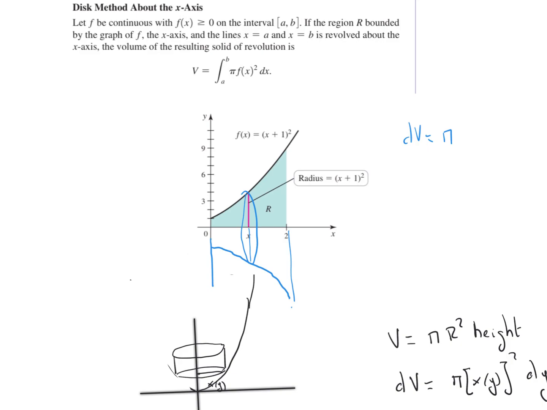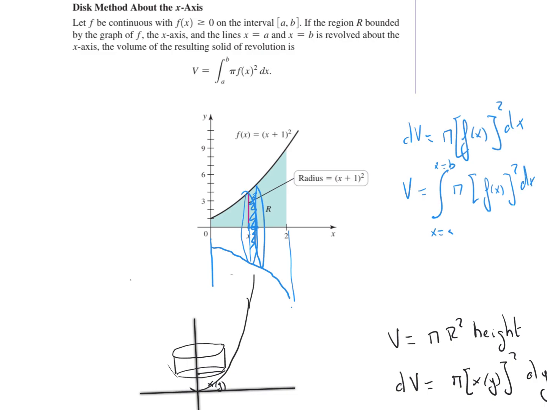So it's pi f of x squared times dx. This is the small volume that exists at the position x. So I will add it. The volume will be the sum of all the small disks. So it will be the integral from x equals a to x equals b of pi f of x squared dx. And this is what the disk method about the x-axis says.